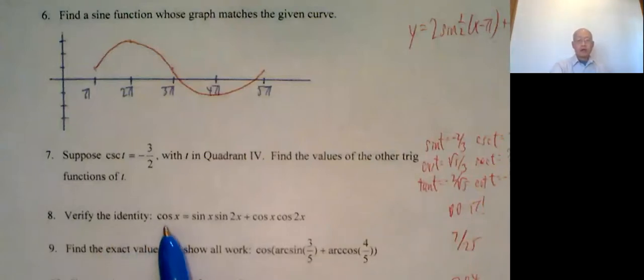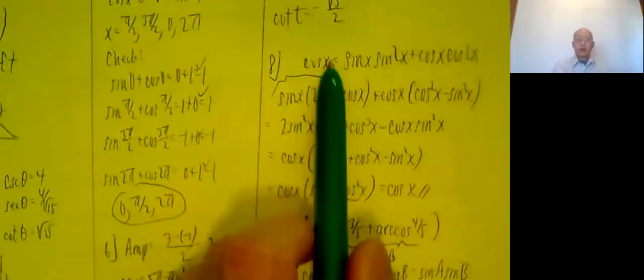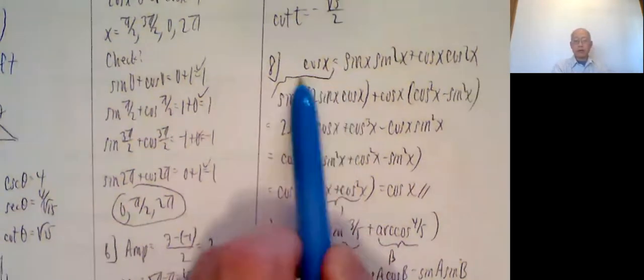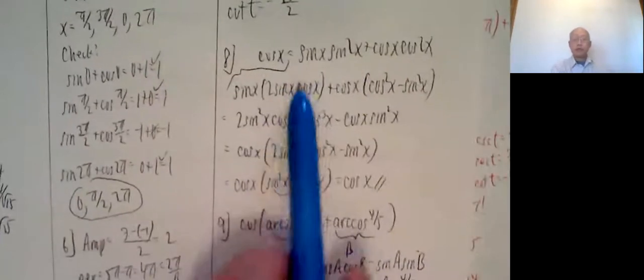Number 8, verify cosine x is sine x sine 2x plus cosine x cosine 2x. There's really nothing to do here, so all the action is going to be over here. Ordinarily, I'd put my barrier down the middle, but my barrier is going to be small here. I want to take up more space when we work on this.